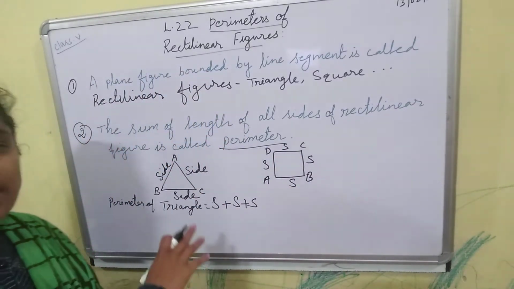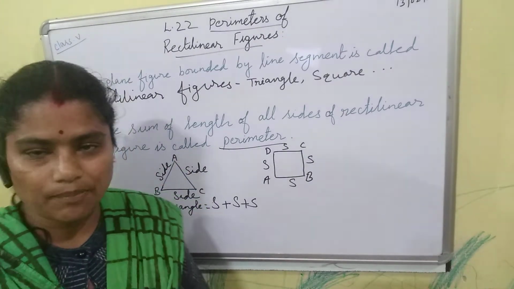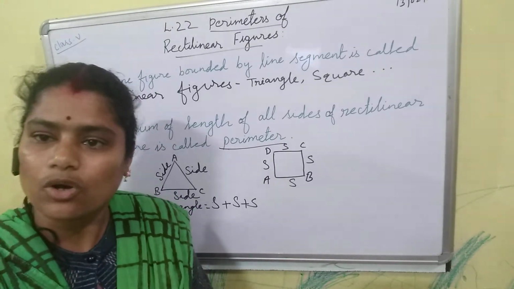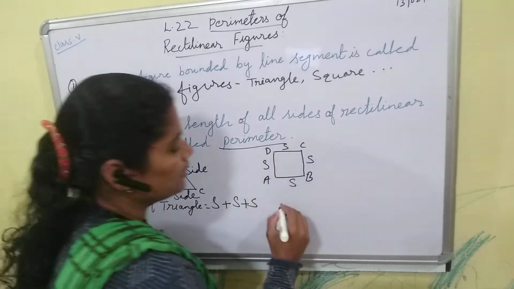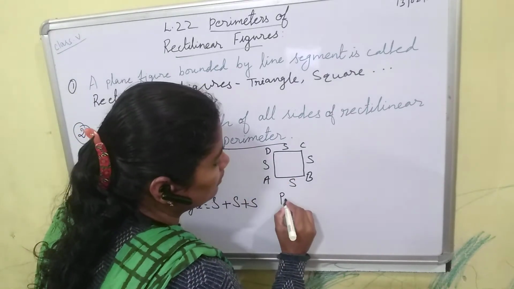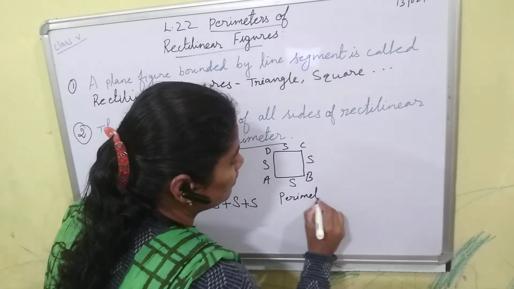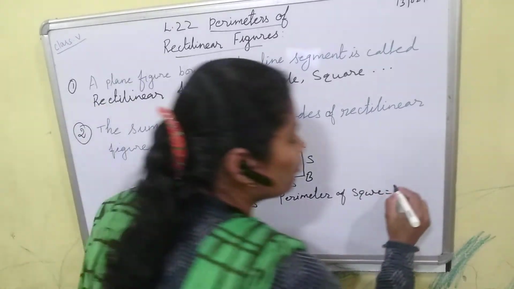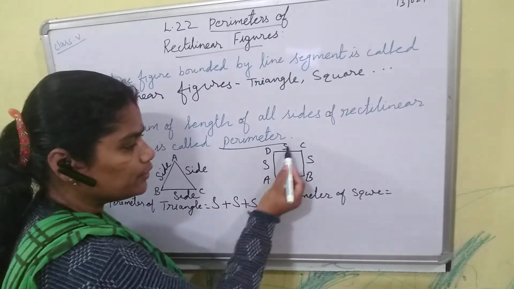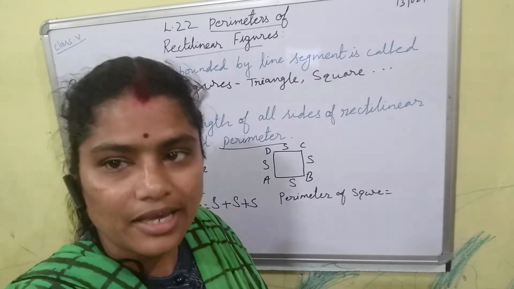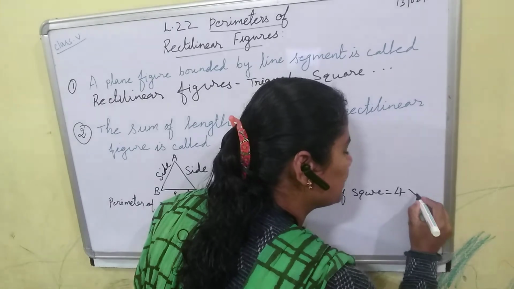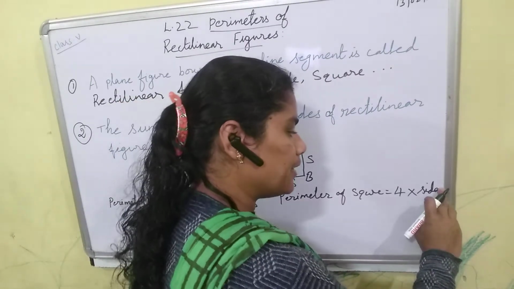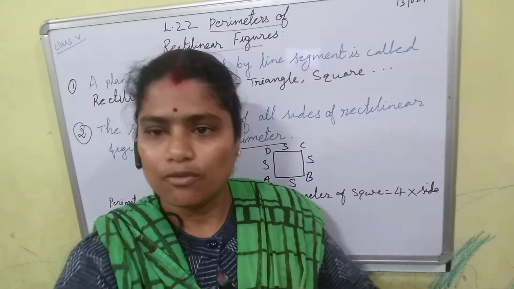But in the triangle, the sides may be different lengths. But in the square, the specialty is that all the sides are equal. That is called a square. So what is the perimeter of the square? Perimeter of square equals 4 multiplied by side, because four sides are equal.